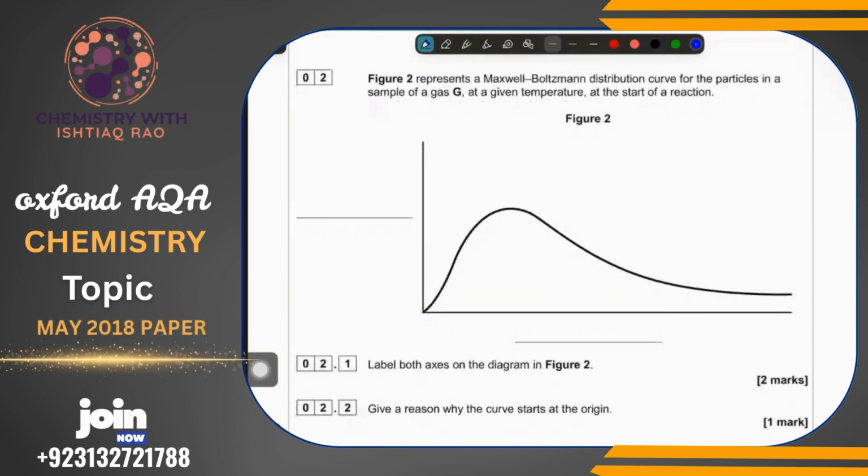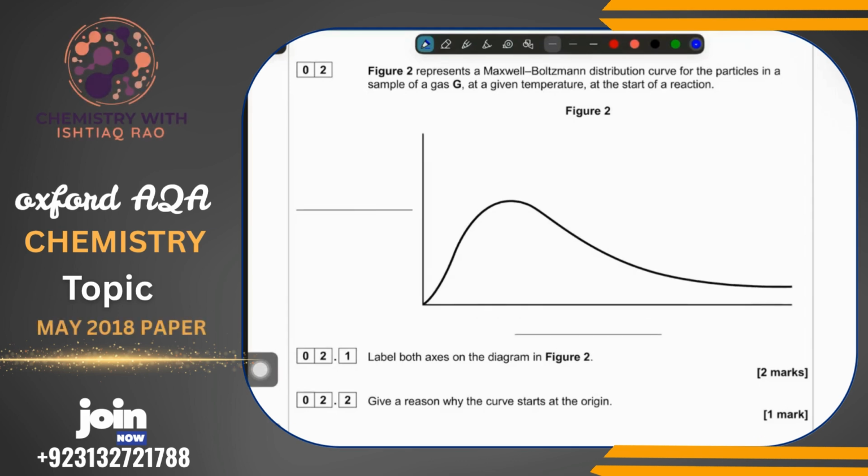Figure 2 represents a Maxwell-Boltzmann distribution curve for the particles in a sample of a gas G at a given temperature at the start of a reaction. So label both axes on the diagram.